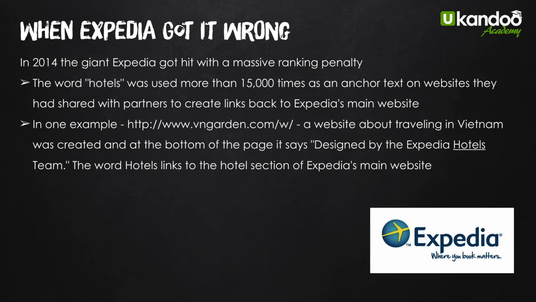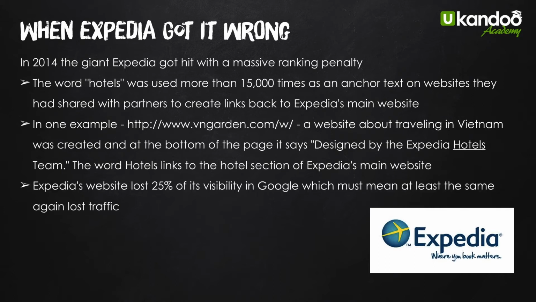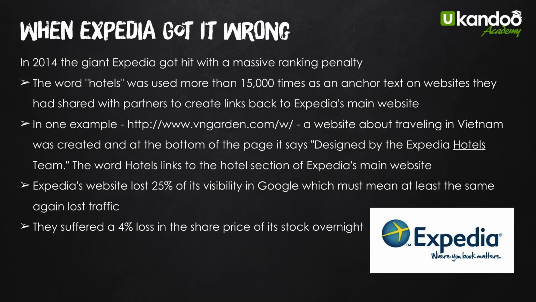This had happened 15,000 times, and Google basically caught them. So in that time, immediately this was found, Expedia's website lost 25% of its visibility in Google, which must mean at least the same again in lost traffic. They suffered a 4% loss in share price of its stock almost overnight. And it took over 3 months for them to recover from the penalty. So I'm pretty sure that someone must have been sacked for that.